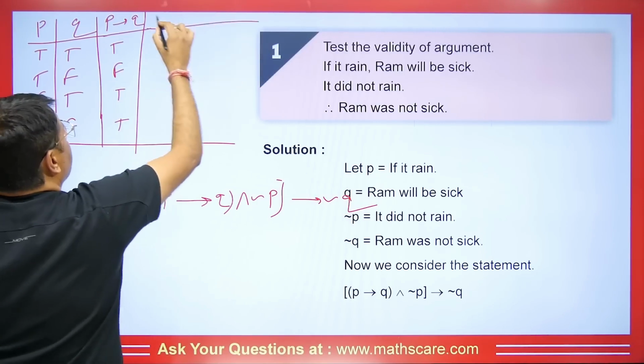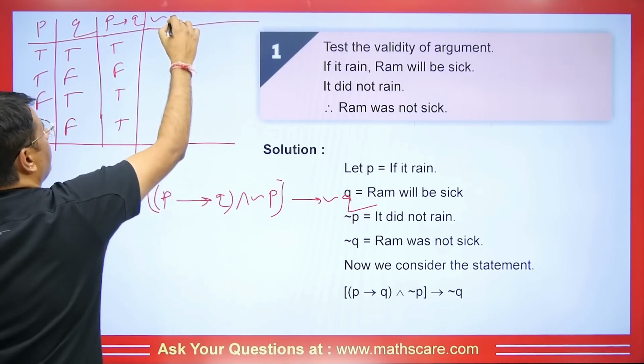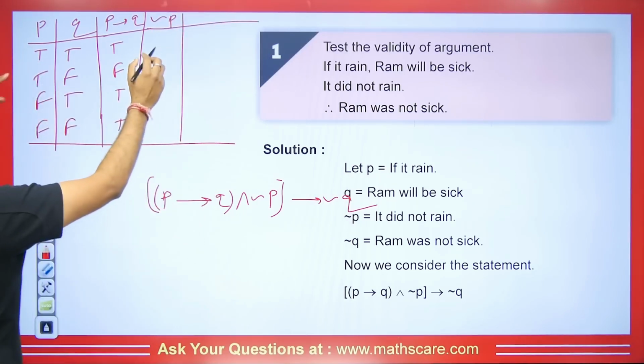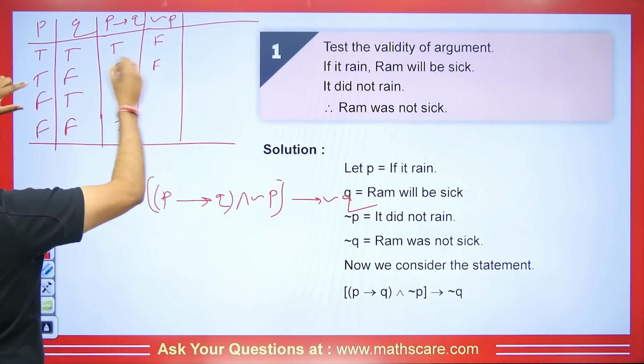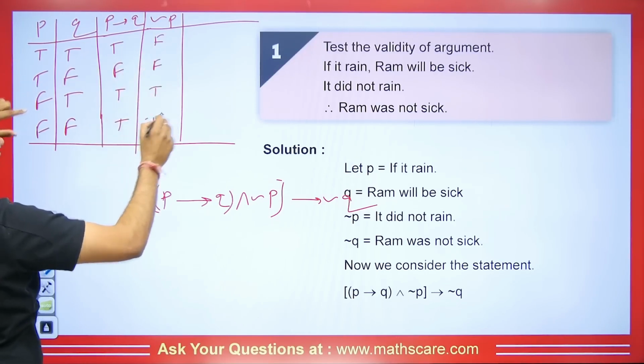Now, what to do here? We will write the negation of P. So what will be the negation of P? Here negation of P will be that we have false. It's just the opposite. This will be true and this will be true.